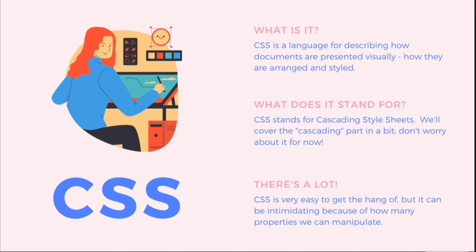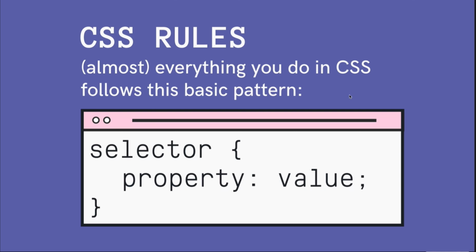So whenever we write CSS, we're writing CSS rules. They look something like this. Now, this is a generic sort of extracted version. This is not valid CSS here. This is the basic pattern or template. So we have something called a selector and then curly braces and then property colon value semicolon.